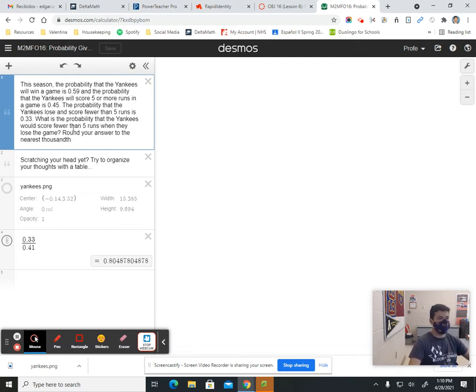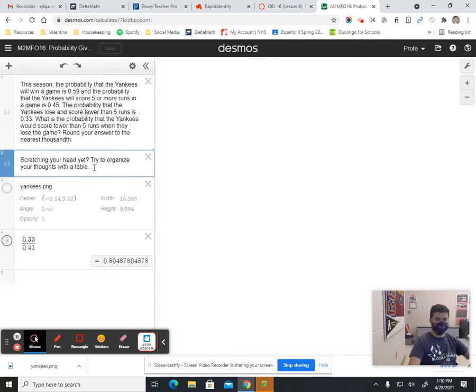So at first glance, it seems like this question has already been answered, right? We see right here in this sentence, the probability that the Yankees lose and score fewer than 5 runs is 0.33. My question is, what's the probability that the Yankees would score fewer than 5 runs when they lose? Those are actually different. So let's talk about why.